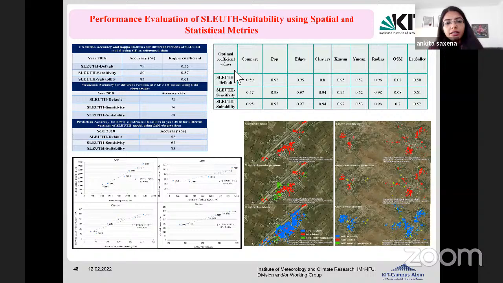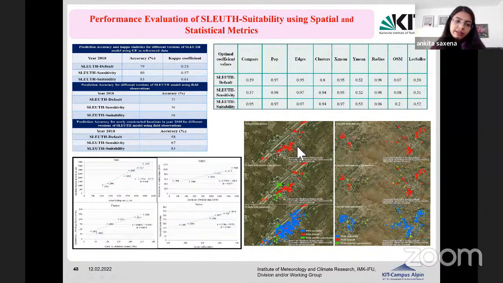And these are the statistical metrics I was talking about, showing how it has improved in the suitability version of the simulation. Also these are the correlation relationships; it is also good in suitability. And this is a visual clip from Google Earth. The blue urbanization is from the suitability, after introducing the land suitability concept into the SLEUTH model. The default model is in red color.